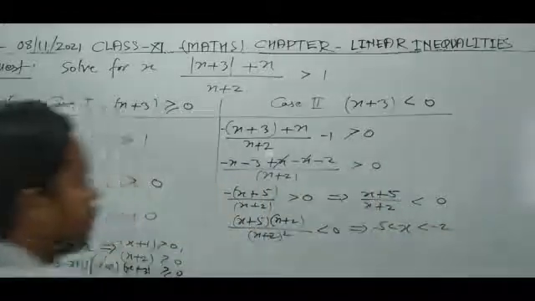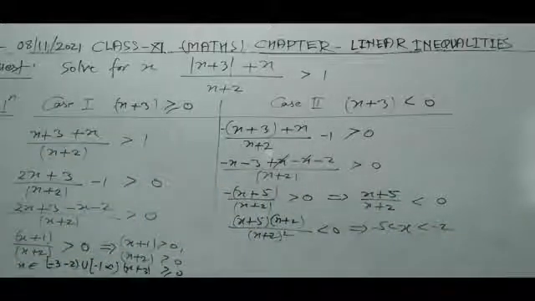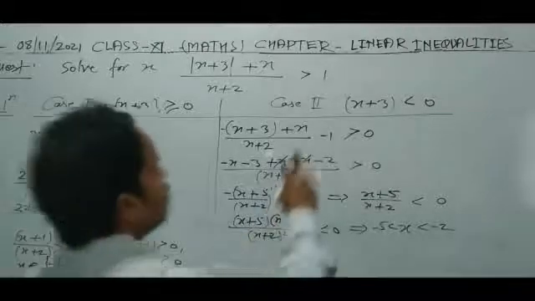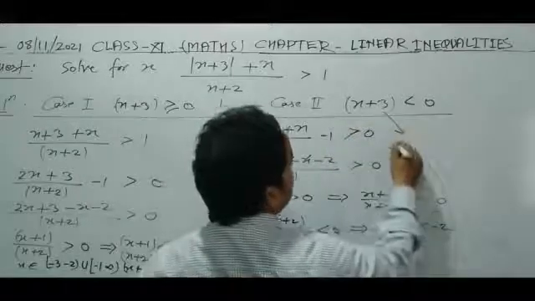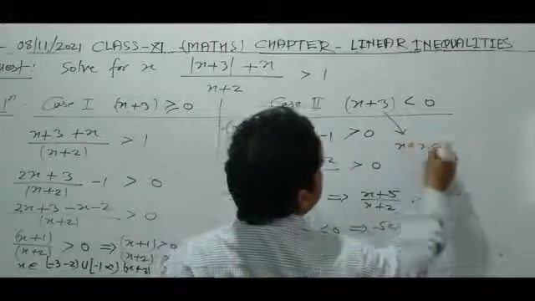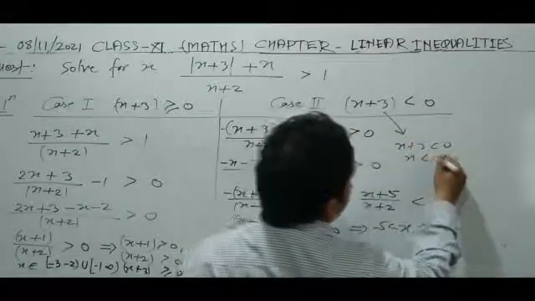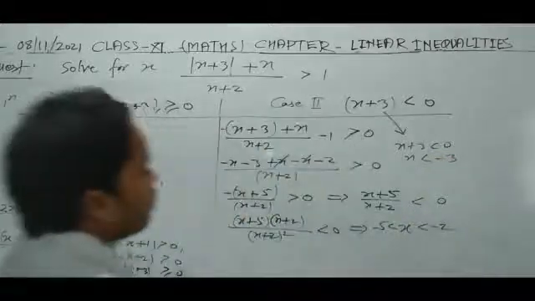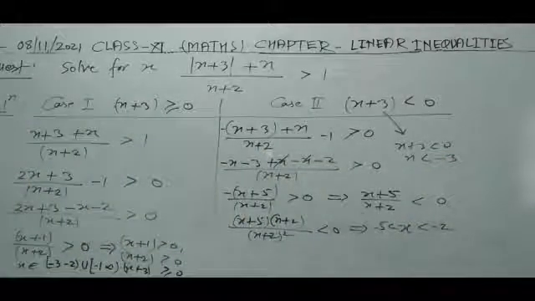So this is the range: x is greater than minus 5 and less than minus 2. And from this expression we can write x plus 3 is less than 0. This implies x is less than minus 3. So x is less than minus 3 or less than minus 2 on the number line.